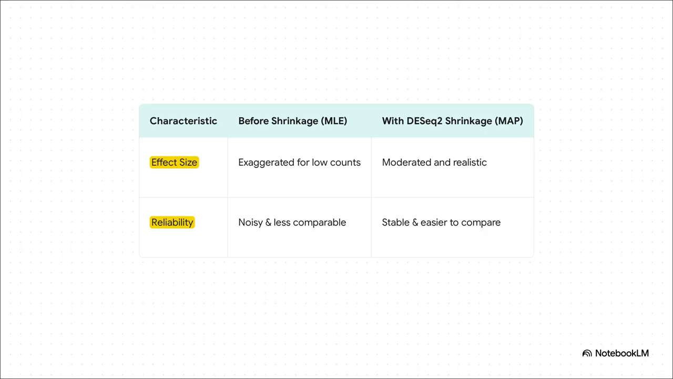And you can see the difference right here. It's pretty dramatic. Look at the left. That's before shrinkage. The numbers are all over the place, totally exaggerated for the low-count genes. But then look at the right. After DESeq2 shrinkage, everything is so much more stable. You're getting a picture that's way more realistic and honestly trustworthy.